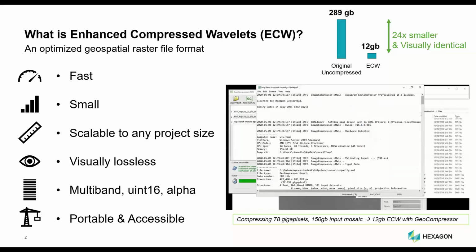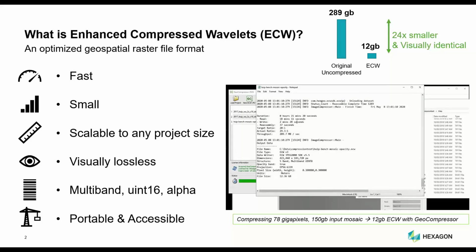It's also portable and accessible. ECW has extremely high market penetration and generally works everywhere where you need it. Use it across software applications and across mobile, desktop, server, or cloud platforms. It is one general purpose geospatial raster format for your entire organization.